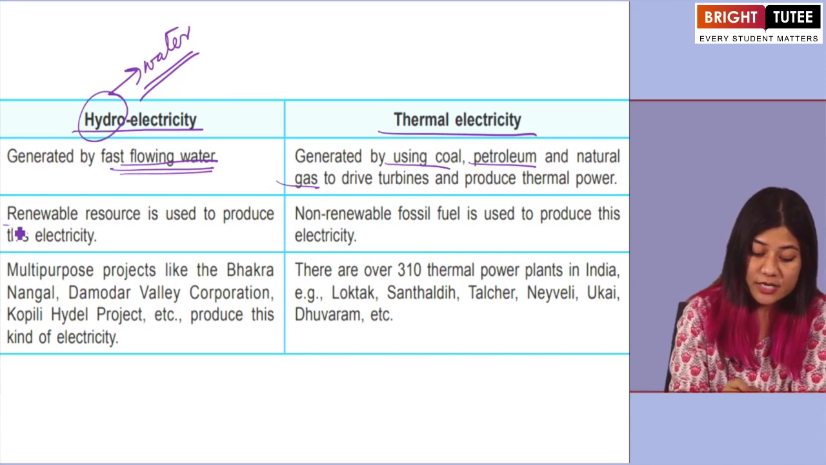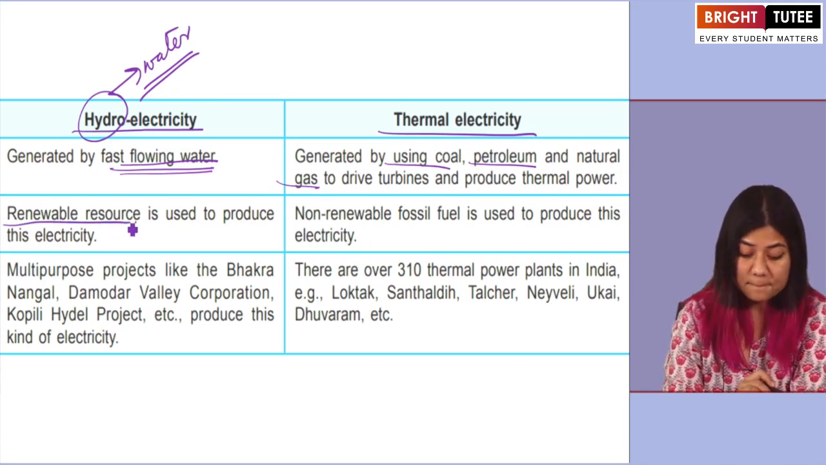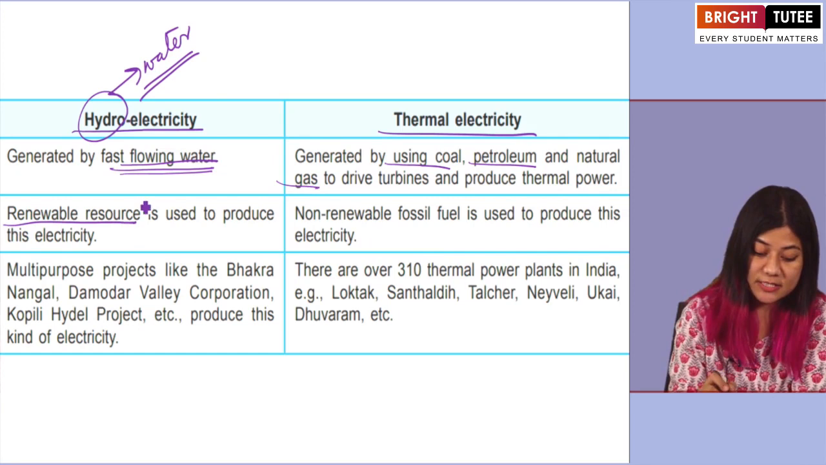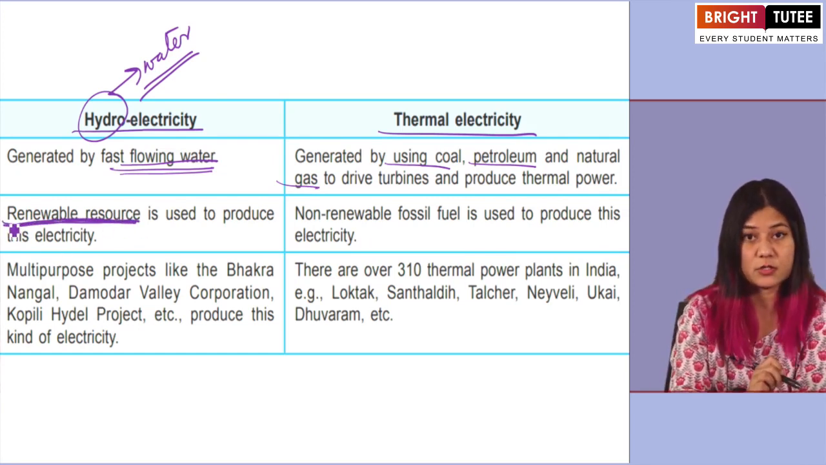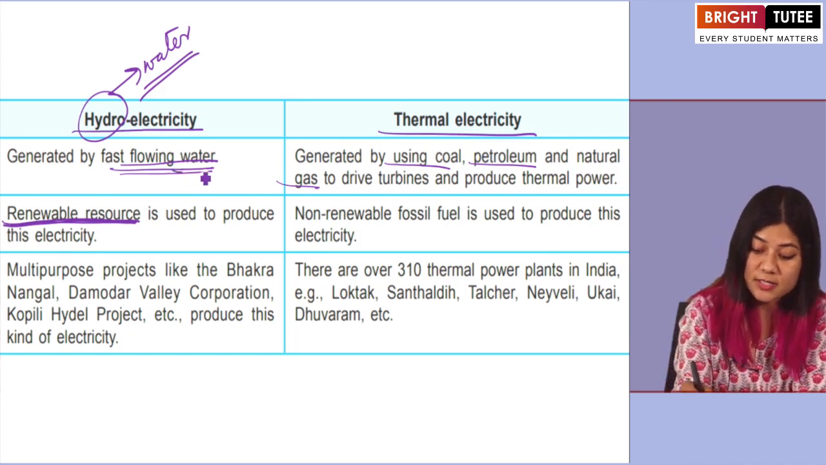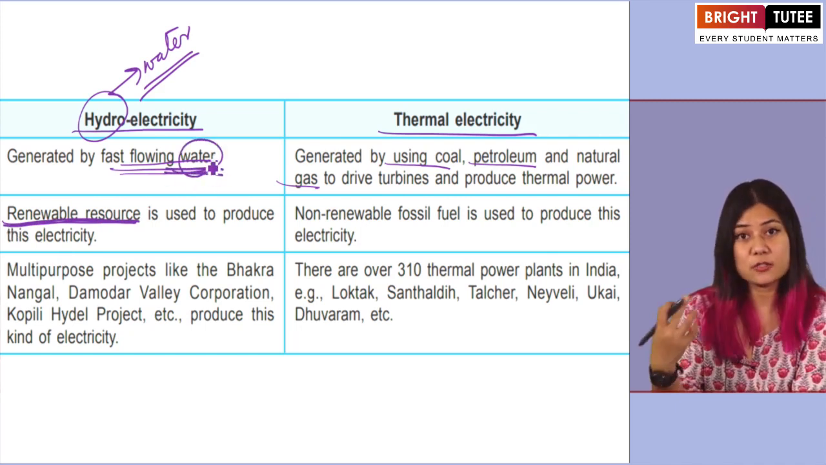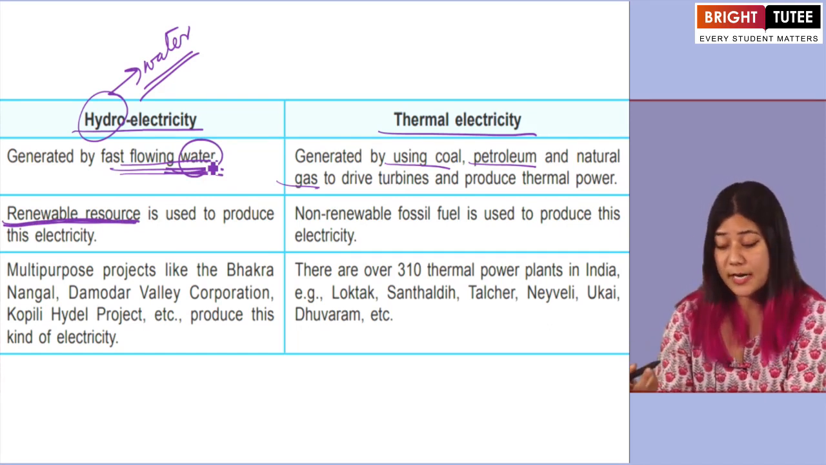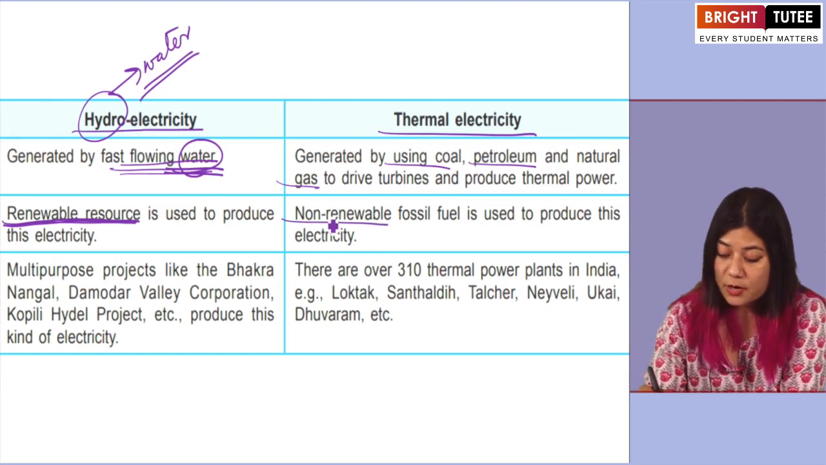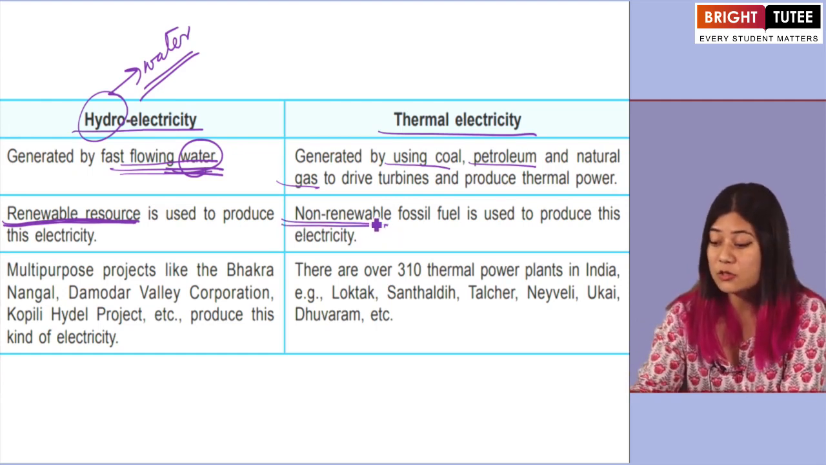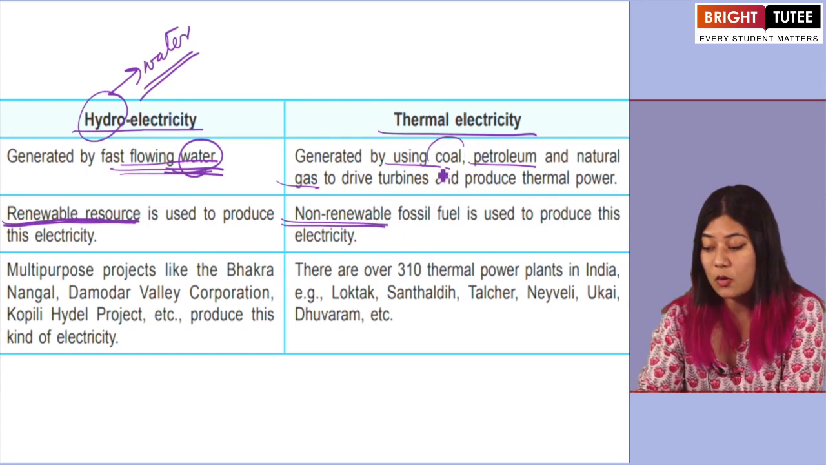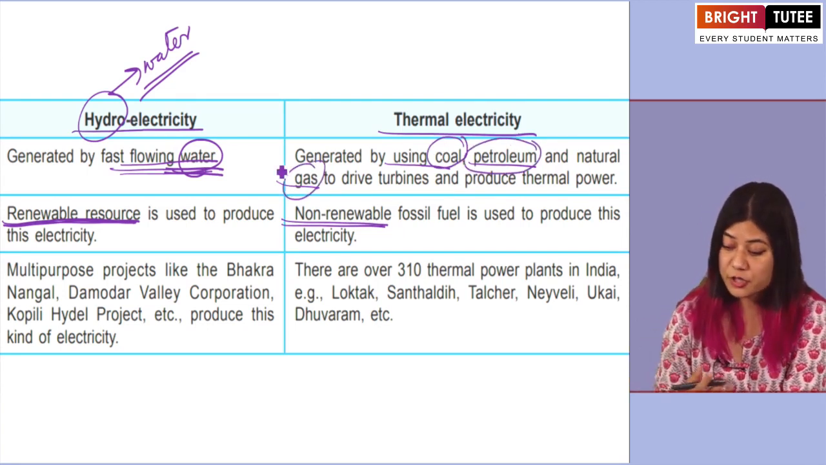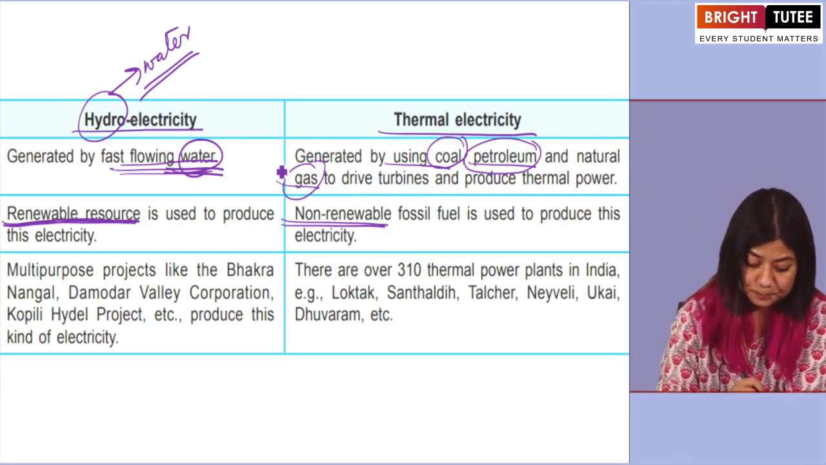Hydroelectricity is a renewable resource. Okay? So hydroelectricity is produced with the use of a renewable resource. The renewable resource is the water. Water as a source can be renewed. Okay, but in the production of thermal electricity, non-renewable resources are used. So non-renewable resources are coal, petroleum, natural gas, etc. These are non-renewable resources. Okay.